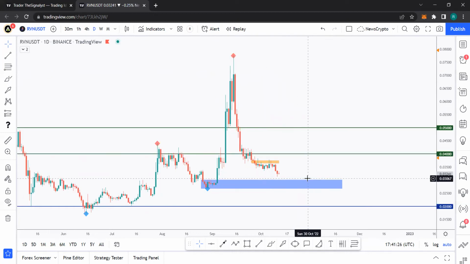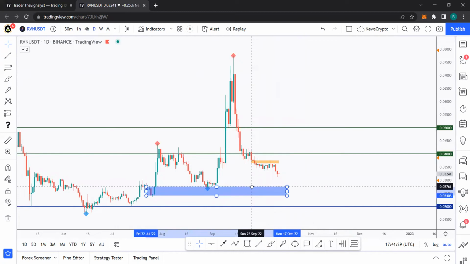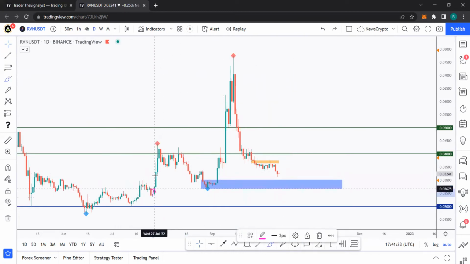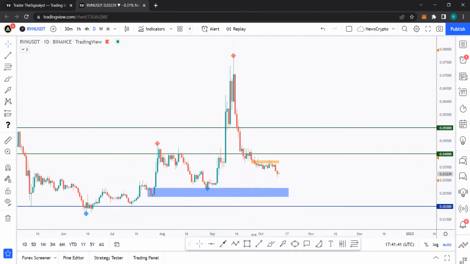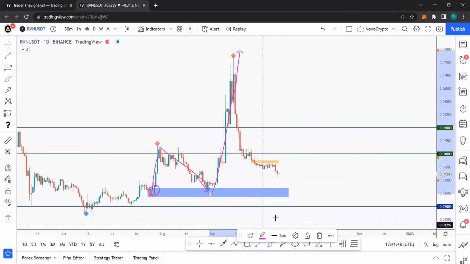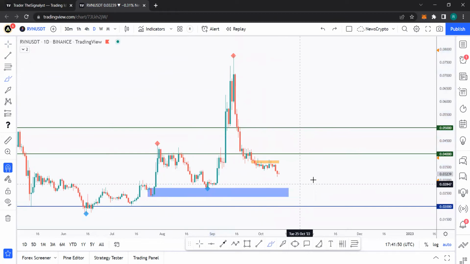On RVN, we previously had a demand zone right here, which you can clearly see an aggressive movement upward from this area. That makes the consolidation before the impulse movement the entire base. So that's it. As you see, price went up. That's a demand, retested it and traded higher from it.